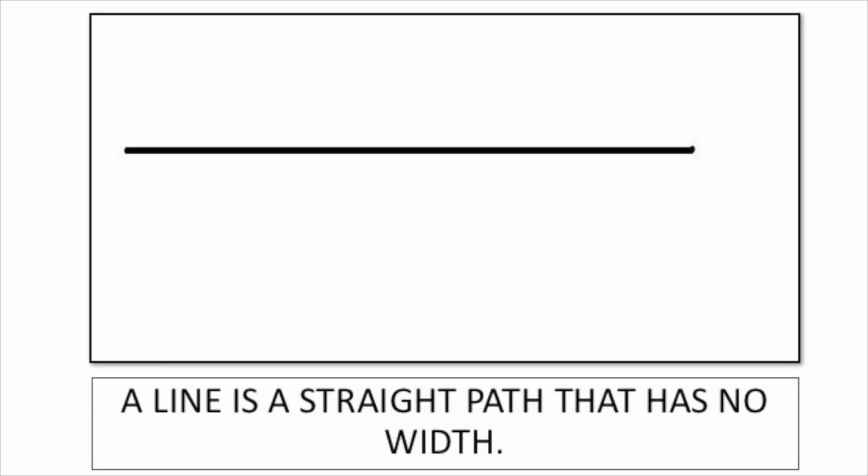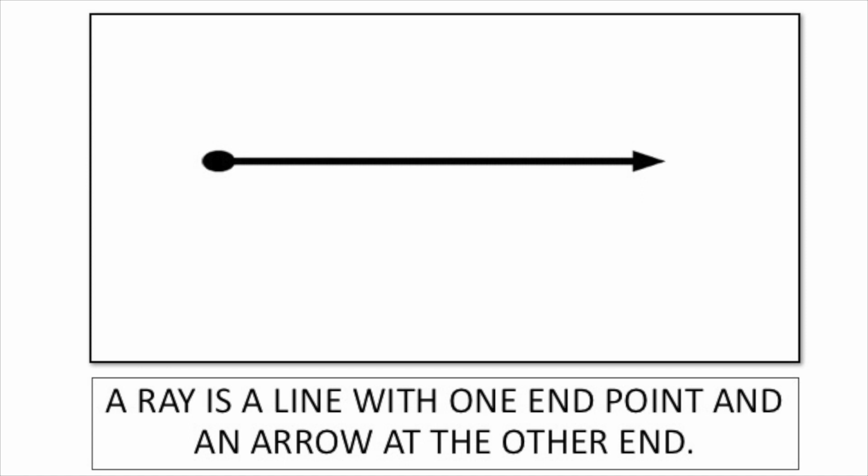A line is a straight path that has no width. Yes, so a line only goes long ways. A line has no width, so it won't go thick-wise. A ray is a line with one endpoint and an arrow at the other end. Yes. So remember, every line ray must have at least one point and one arrow.